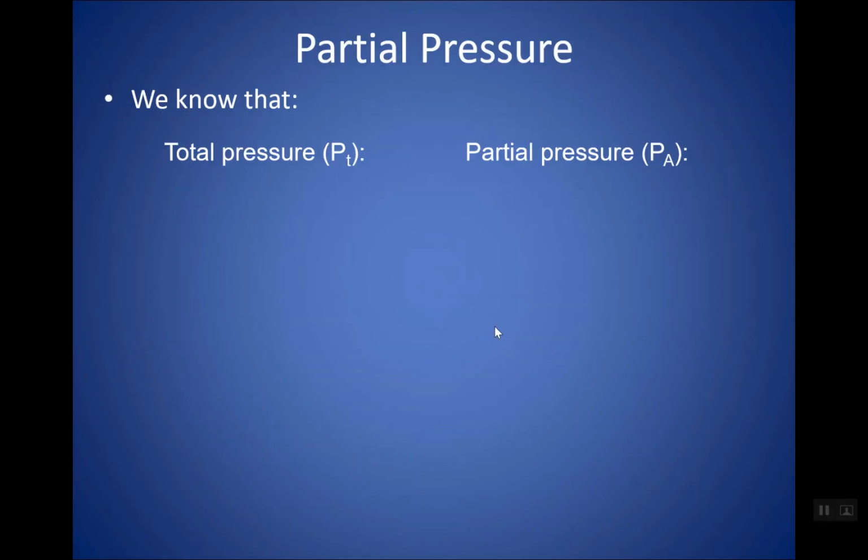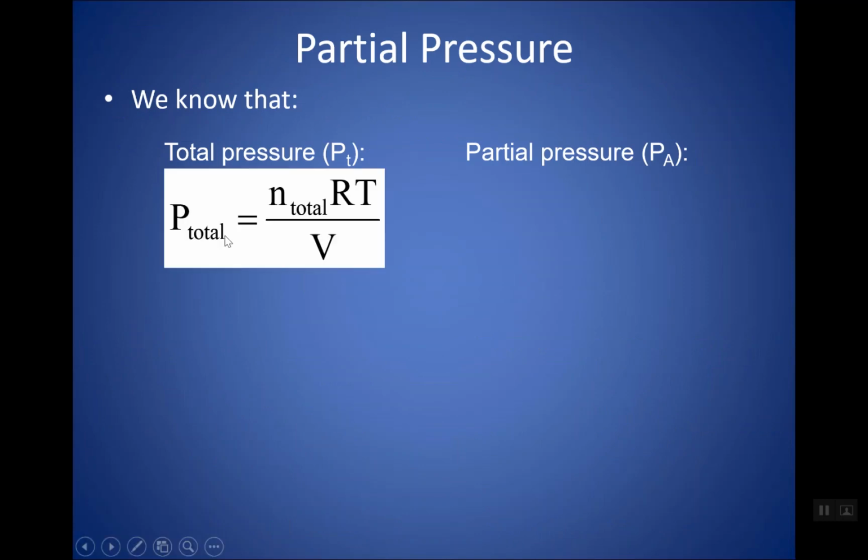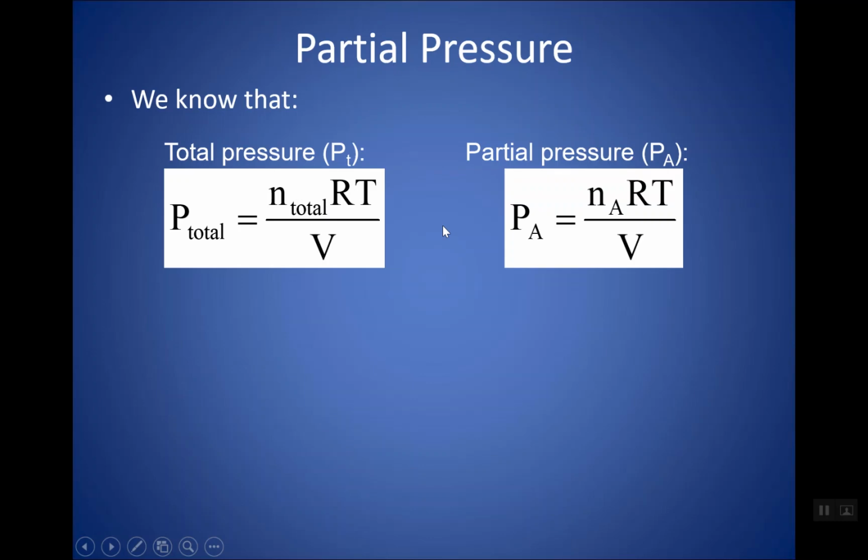There's one more partial pressure equation I want to derive for you really quick. If we know that your total pressure is PV = nRT, by plugging in total moles, we know your partial pressure is PV = nRT, by plugging in the moles of your one component. You're solving the partial pressure for it. And I just put it as A for now, for component A.